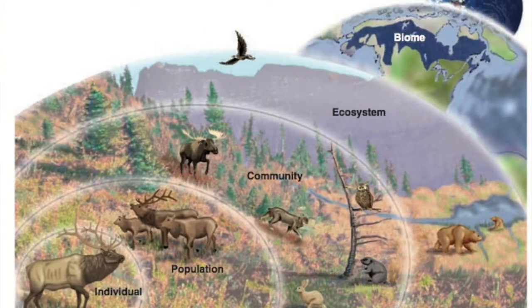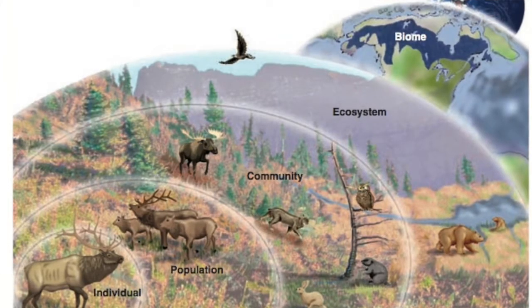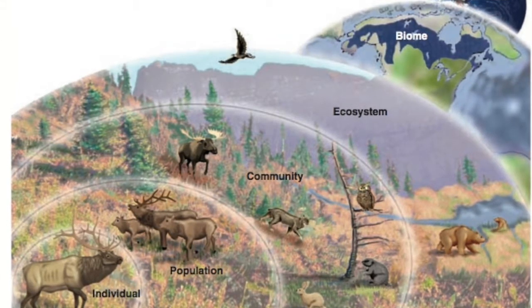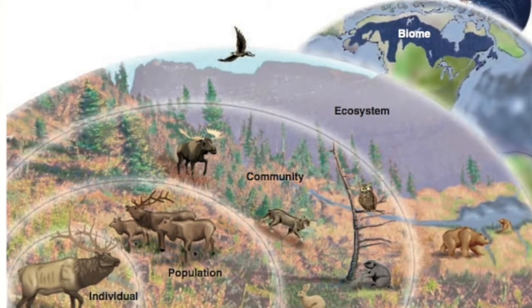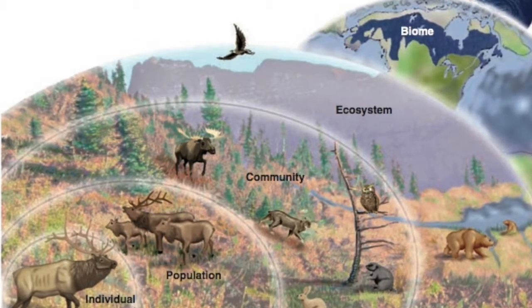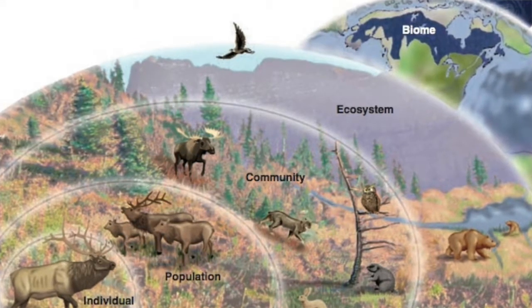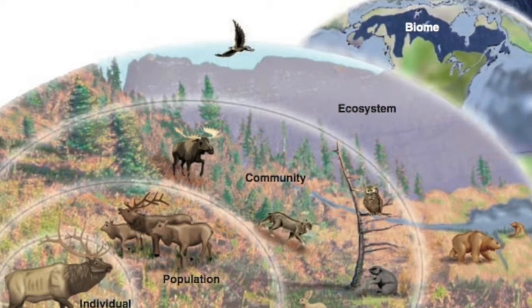The levels of organization are: Species, a group of similar organisms that can breed and produce fertile offspring. Population, a group of individuals that belong to the same species and live in the same area. Community, an assemblage of different populations that live together in a defined area.